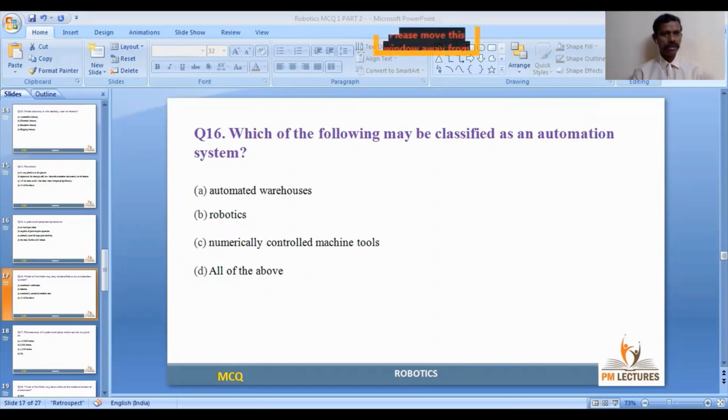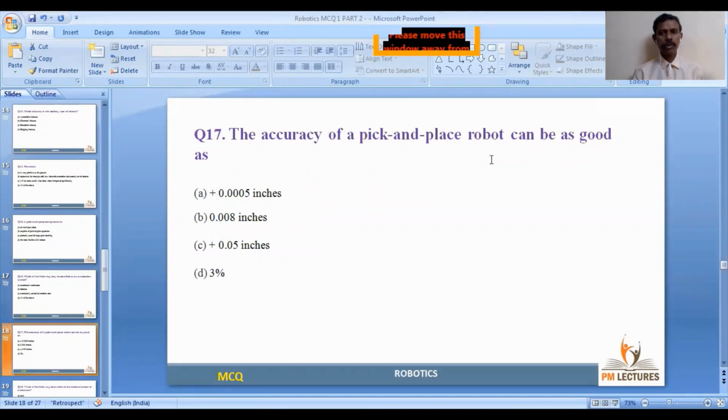Next question, 17th. The accuracy of a pick and place robot can be as good as: option A, plus or minus 0.0005 inches; option B, 0.008 inches; option C, 0.05 inches; option D, 3%. So the correct answer is A, plus or minus 0.0005 inches, that is 0.01 mm. That is the accuracy of a pick and place robot. So option A is the correct answer.